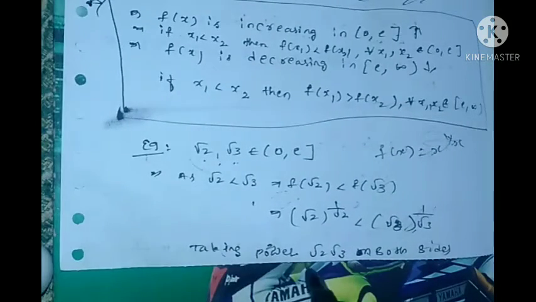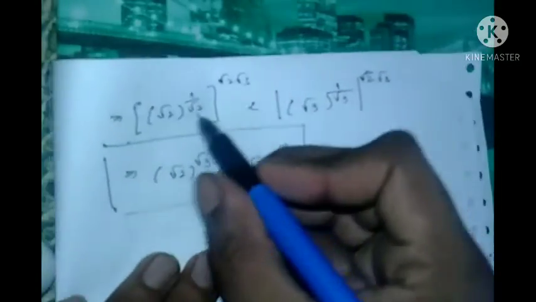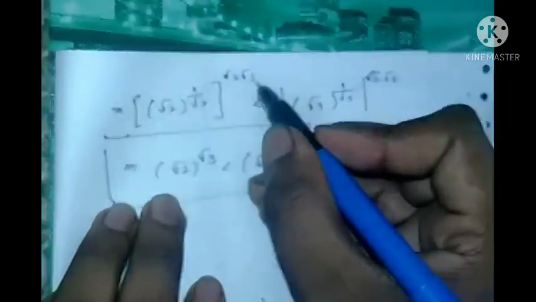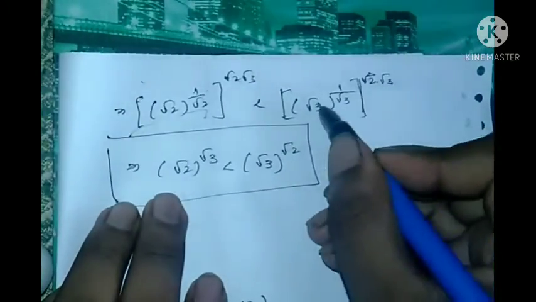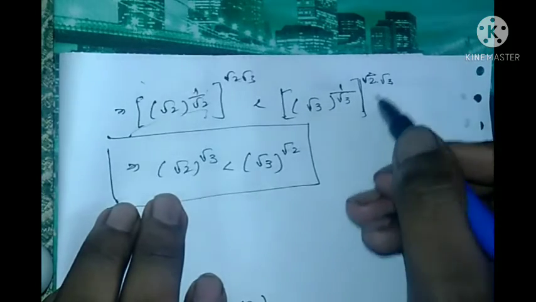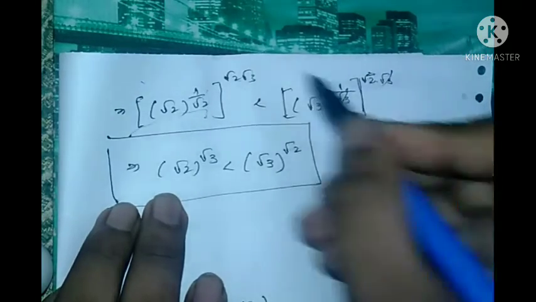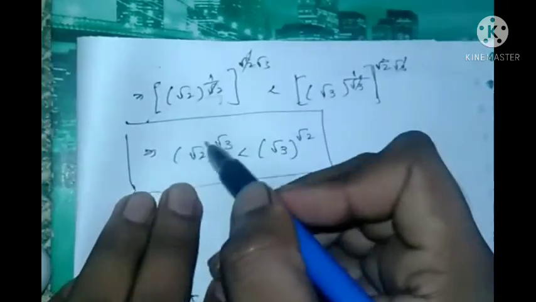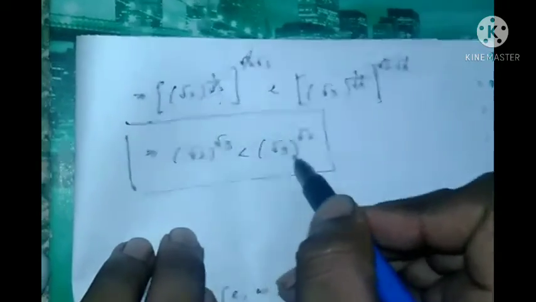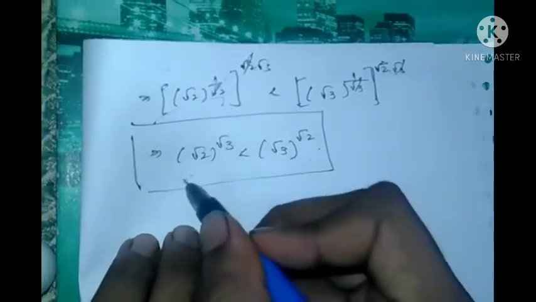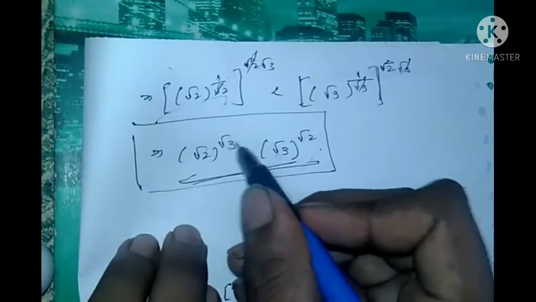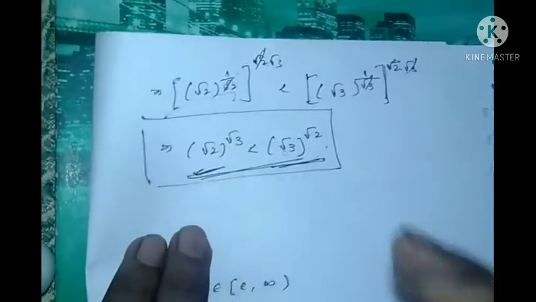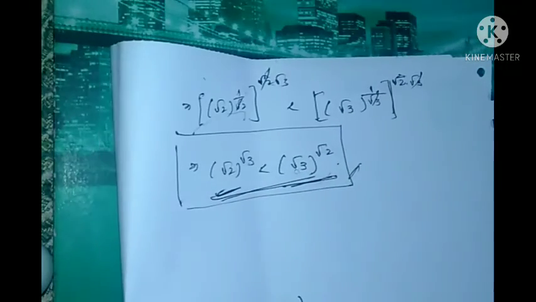Taking power root 2 root 3 on both sides, we get: root 2 whole power of root 2 root 3 is less than, in brackets, root 3 whole power 1 by root 3, power root 2 root 3. Here root 3 gets cancelled, root 2 gets cancelled. We get root 2 whole power of root 3 less than root 3 whole power of root 2. Here see this: root 3 whole power of root 2 is greater than root 2 whole power of root 3. This is the bigger number, this is the smaller number. Like this we prove it.